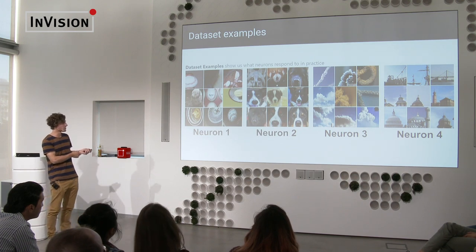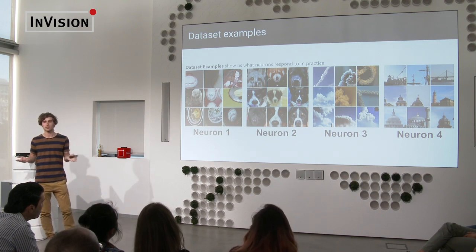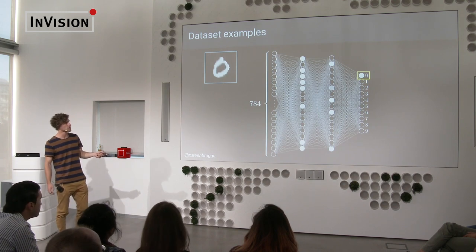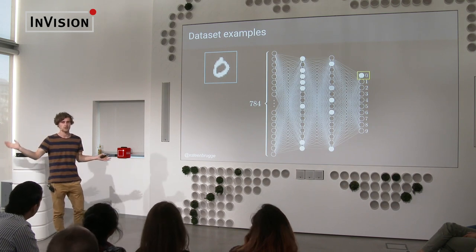So for example, this one here always fires whenever there are fringes in the input image. Whenever there are these fringes, it fires. The second neuron here apparently learned how to recognize dog faces or cat faces. So whenever a dog or a cat face is present in the input image, one of these neurons is going to say, hey guys, I saw a cat or a dog.